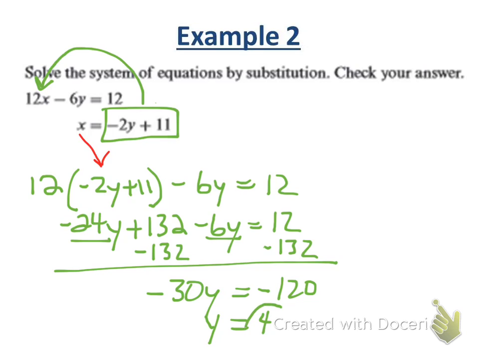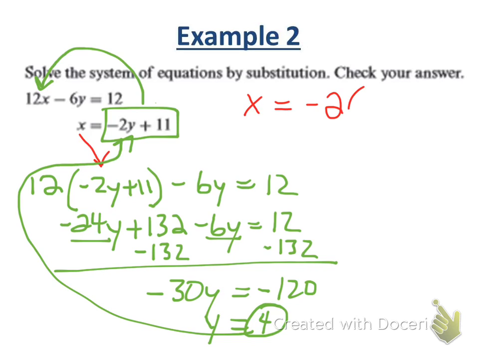I'm going to take this y value and I'm going to substitute. This is the substitution method. So we do some substituting, right? Into that equation right there, I'm going to get x equals negative 2 times y plus 11. Negative 8 plus 11 is 3. So at this point, it appears that our solution is 3, 4.